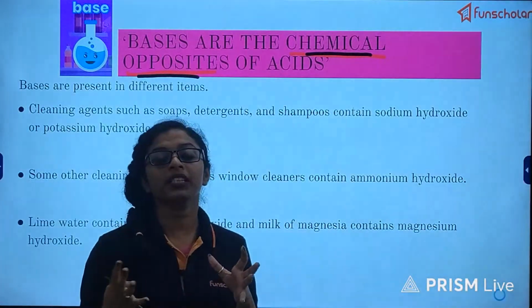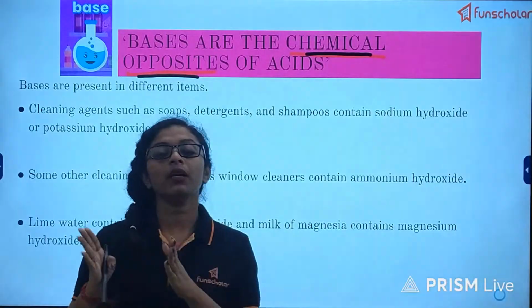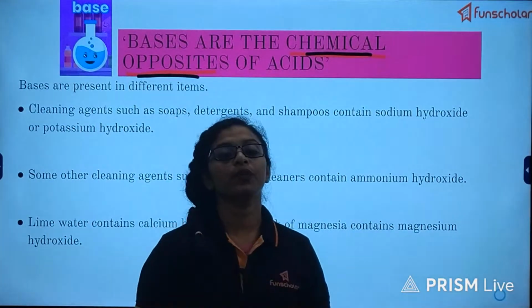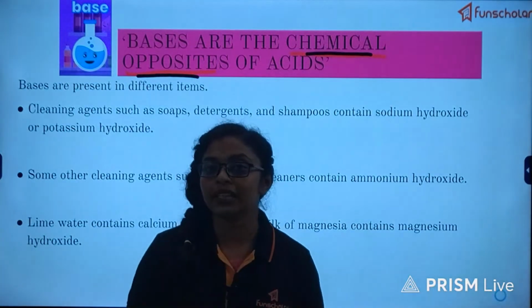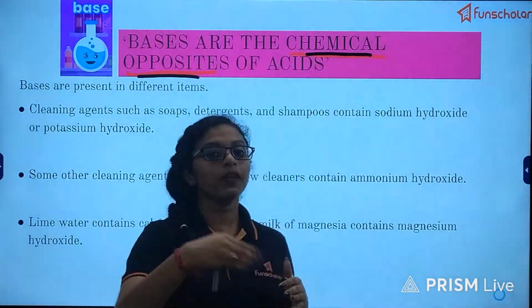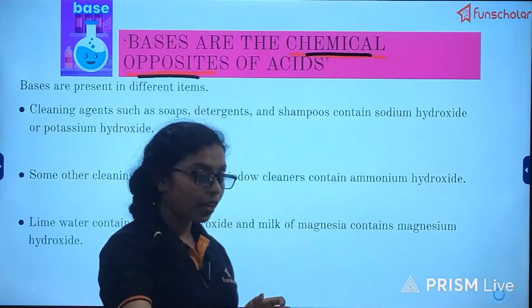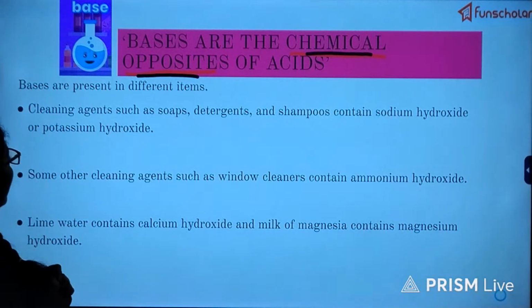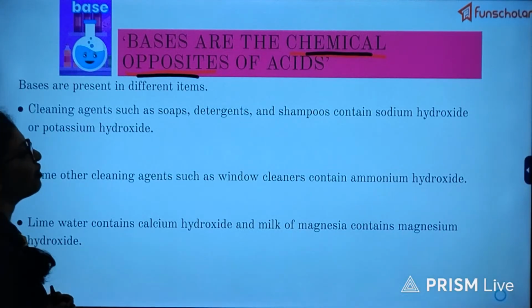Opposite properties in a better way, because one will provide H plus ions and another one will provide OH minus ions. We will be discussing those things in our upcoming slides. Let's first understand this one. Bases are present in different items.